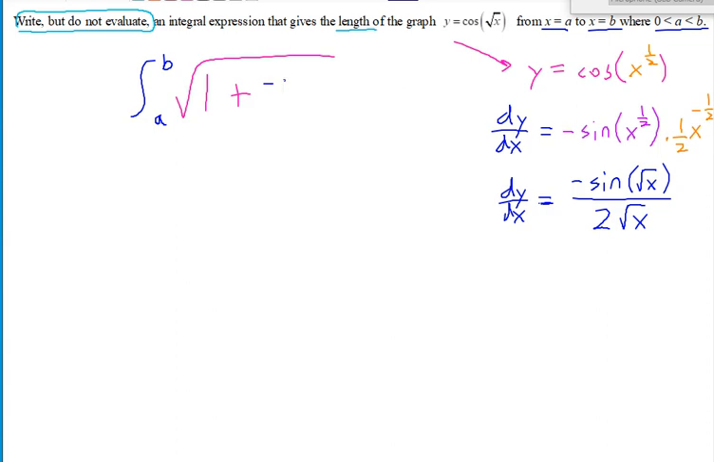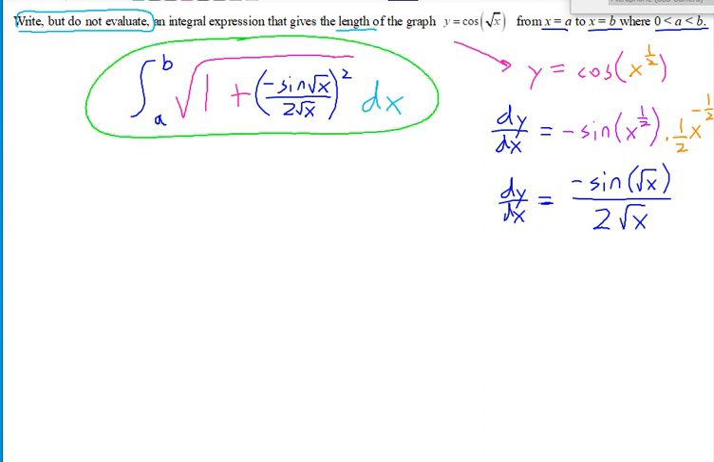So it'd be negative sine square root of x over 2 root x, squared. And then times dx. So that would be the integral to set up. And obviously, since we don't know the exact values of a and b, we wouldn't be able to find the value of it exactly. Even with your calculator, that's as much as we do. It's just set up the integral.